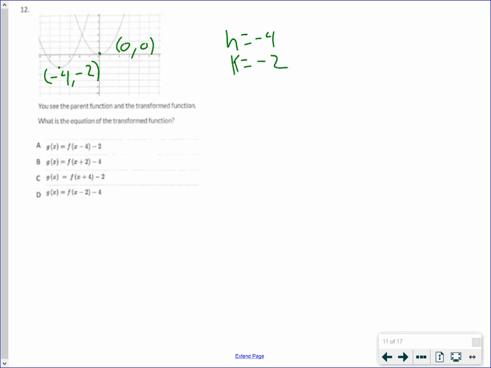So if I'm going to make my new equation of the transform function, that tells me my g of x is going to be f of x minus h, so x minus negative 4, or x plus 4, and plus negative 2, or minus 2. So in this case, our answer choice will be C.